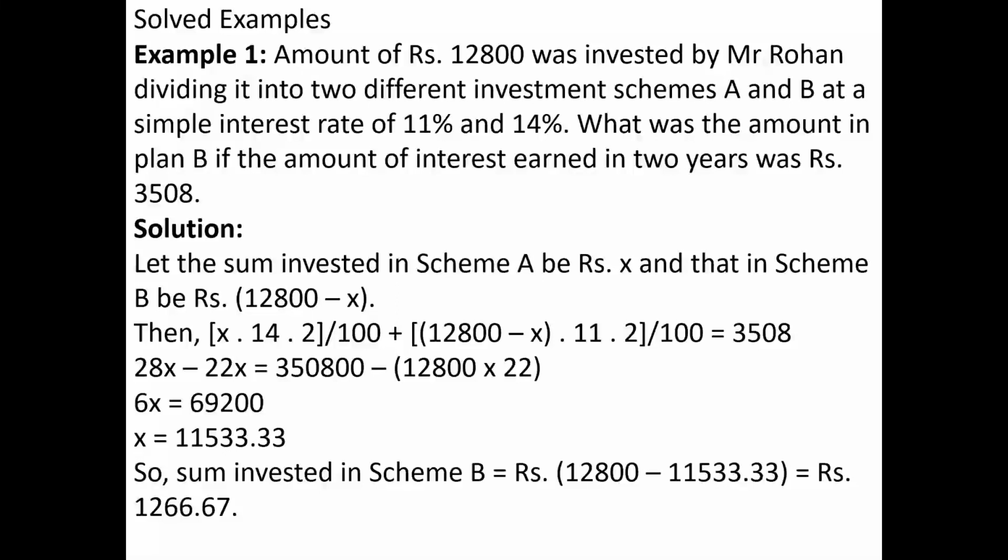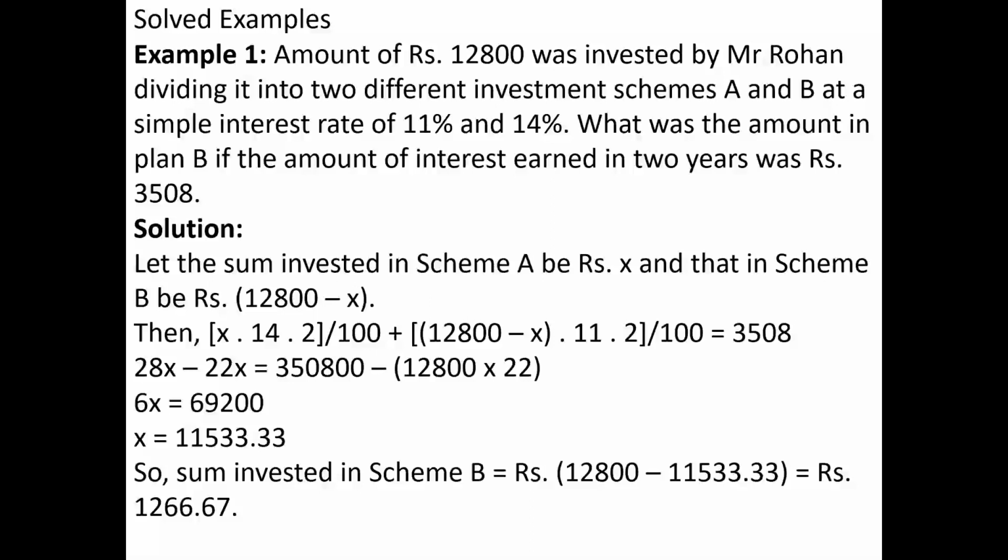Okay, so here there are some examples, based on simple interest and compound interest. The first question: an amount of rupees 12,800 was invested by Mr. Rohan, dividing it into two different investing schemes, A and B, at simple interest rates of 11% and 14%. What was the amount in Plan B if the amount of interest earned in 2 years was rupees 3,508?